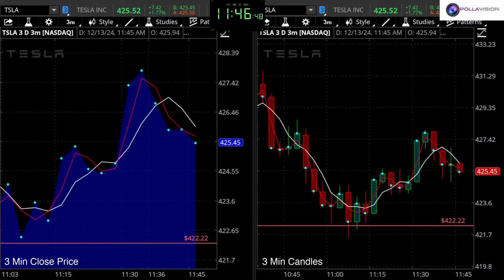The best entry is always at a reversal. It's going to be the least risky. How do you tell a reversal? When multiple time frames change at the same time.